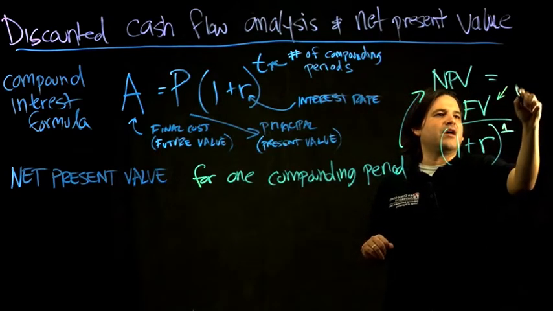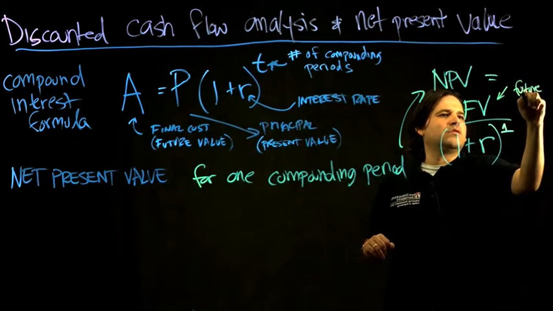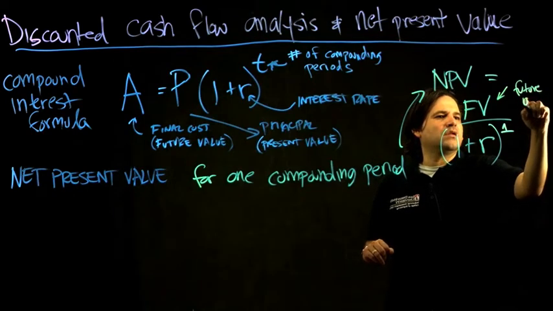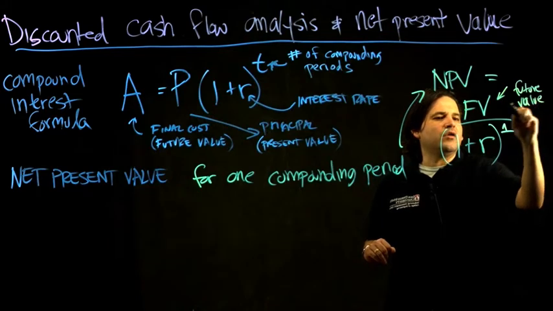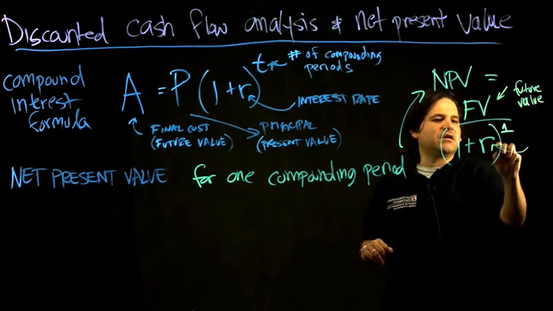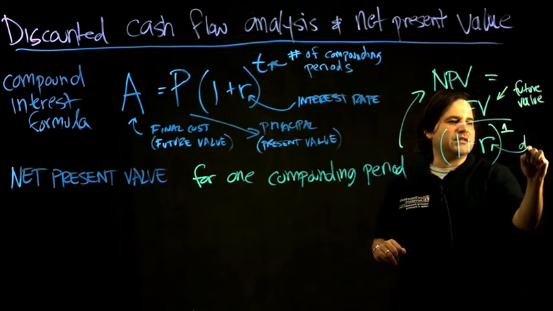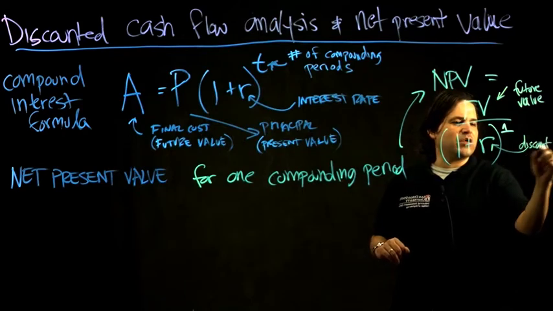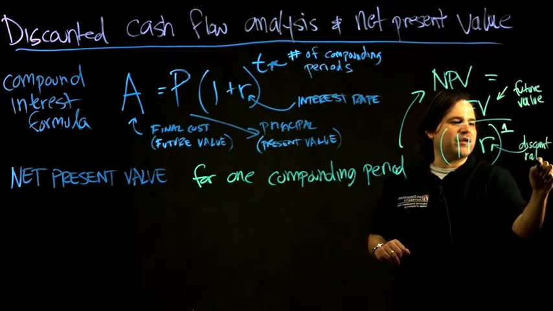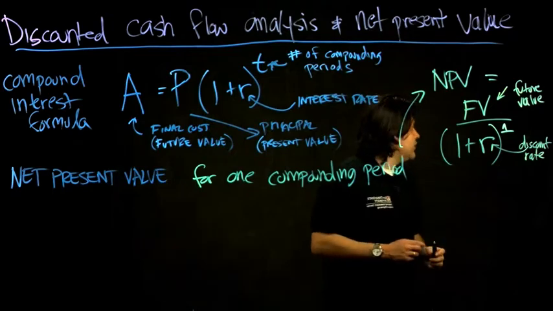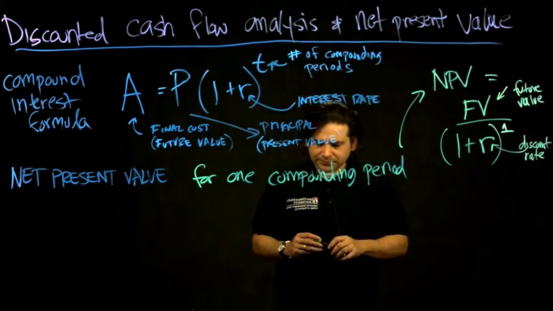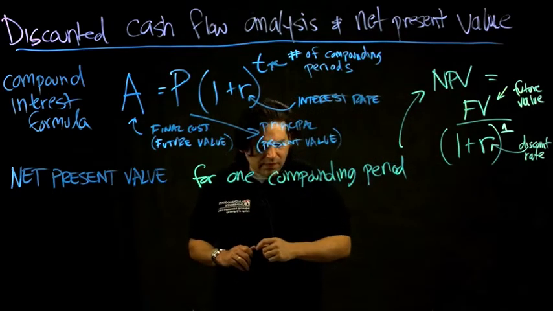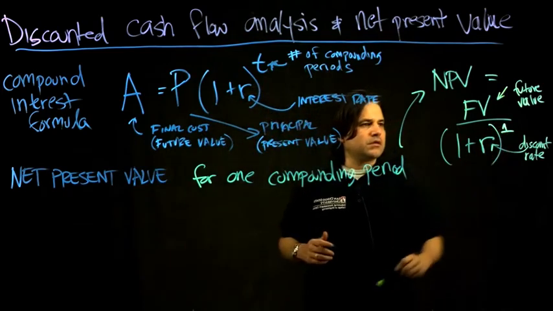This would be the future value. It's known, it's given, or you can play with that. And this is a concept called the discount rate. It's similar to interest. It's the same equation, same variable, but if you're going backwards, you think of it as a discount rate. And it's also known. So these two are known.